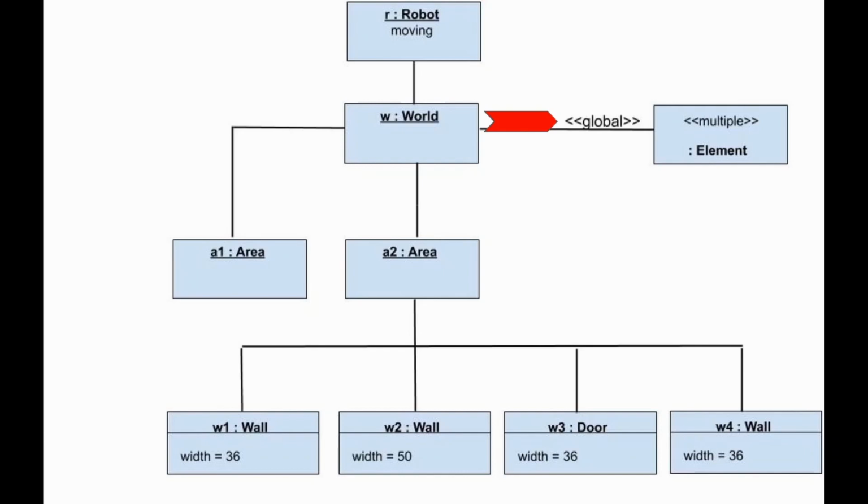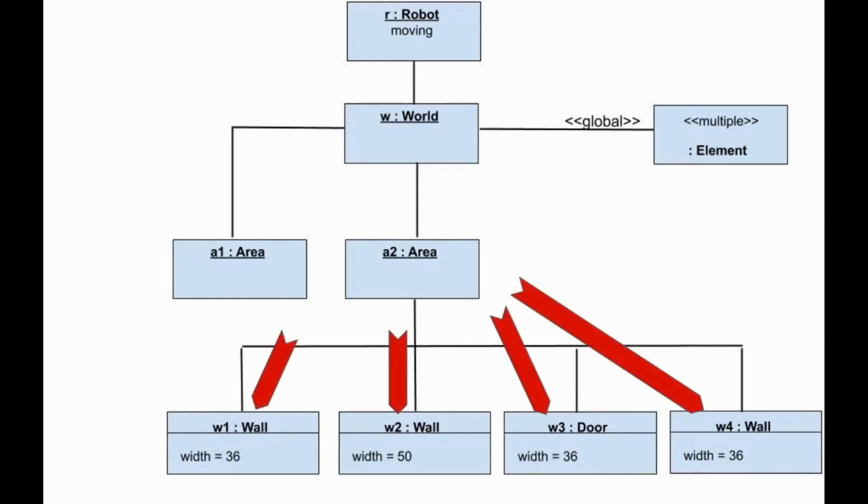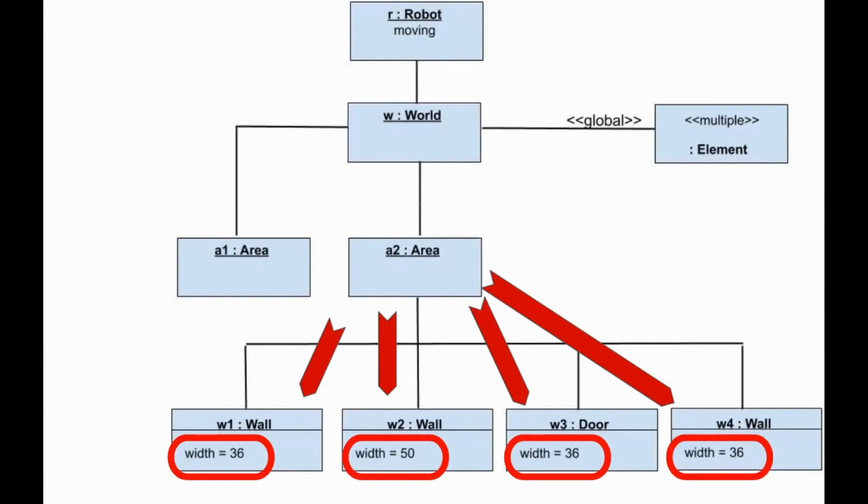Currently, W is associated with two instances of area. One of them, A2, is shown with its own links to the three wall objects and one door object. Each of these walls has an attribute, width, and each wall is linked with neighboring walls. By and large, this diagram graphically shows how the robot recognizes this enclosed area, which has walls on three sides and a door on the fourth.